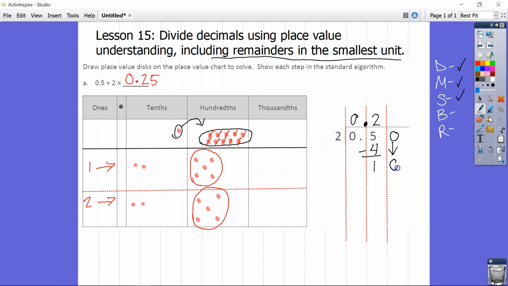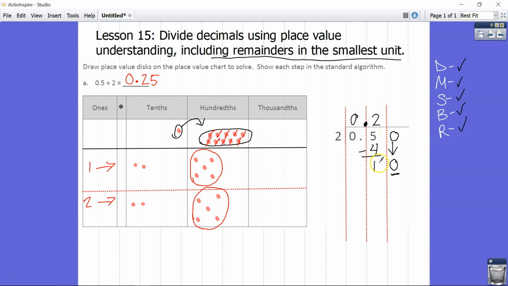So now that 1/10 was regrouped as 10 hundredths. Now I'm in my hundredths place. This is my ones place, tenths place, hundredths place. So now I have 10 hundredths after I regrouped. That was my 10 hundredths that we regrouped from 1/10 here. And I say, well, how many times does 2 go into 10? Or 10 divided by 2, I know is 5.